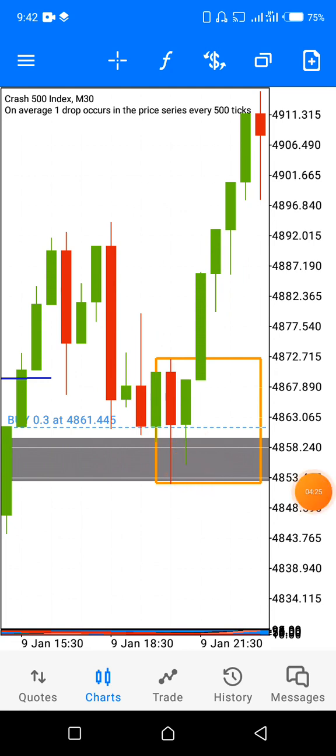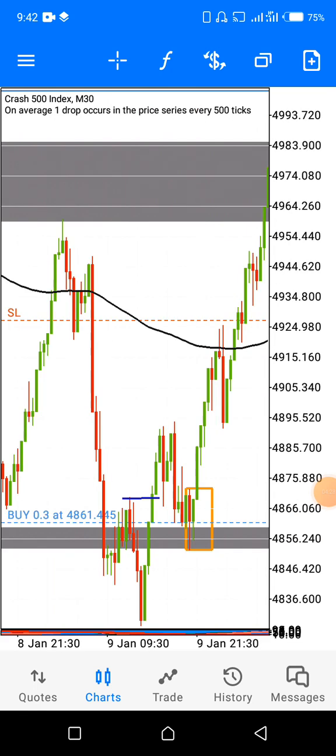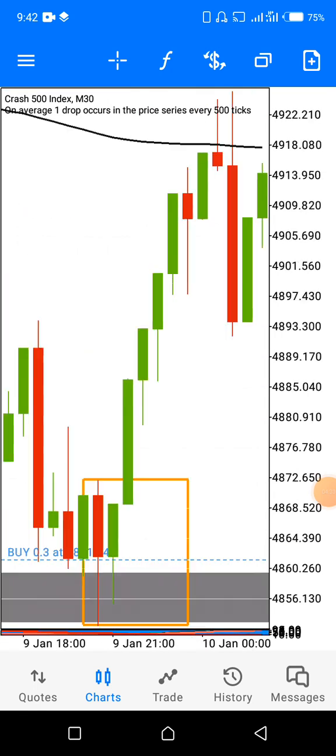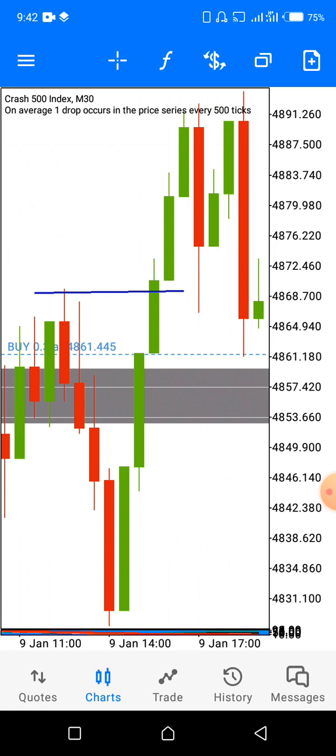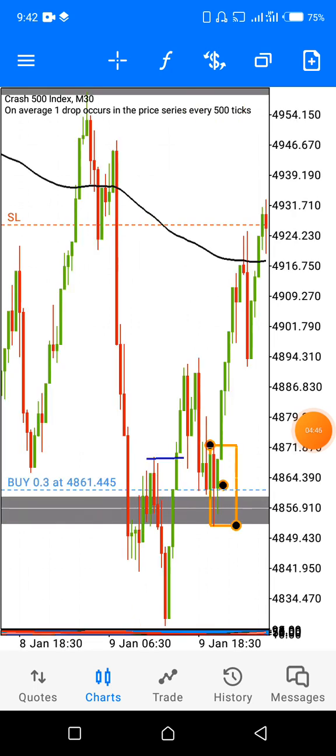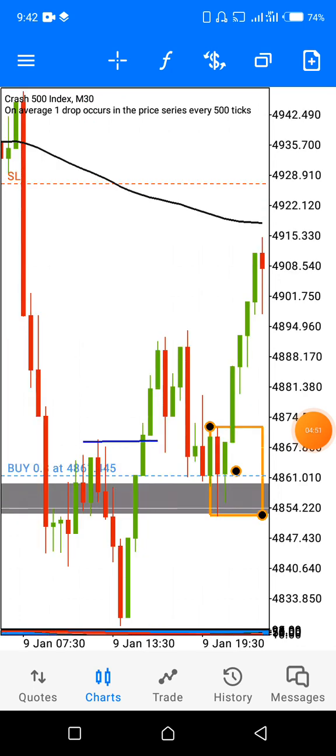Now the first confirmation I got in this trade is this break of structure here. That is the first confirmation. That's what gave me the alert that the buyers are ready to take over, something like that. So I waited for the market to come back to retest the zone.